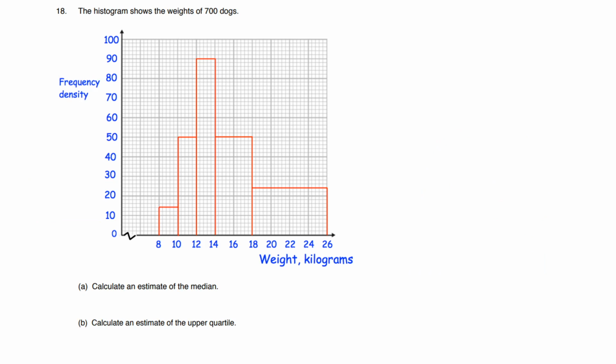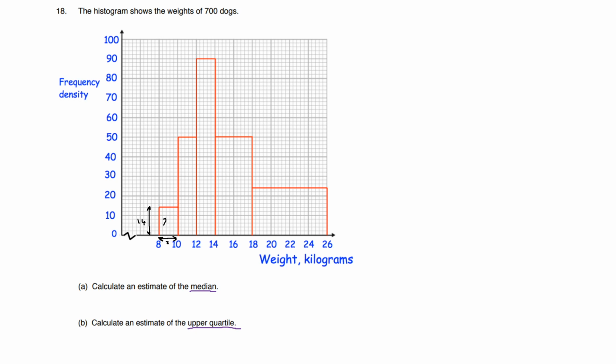Now let's go over this example. For this one, we have a histogram, but this time we need to work out the estimate for the median and the upper quartile. There are two ways of doing each. The first thing for each of them is we need to work out the cumulative frequencies. To do that, we need to know what each bar represents. We know that this is 14, and this is 2.